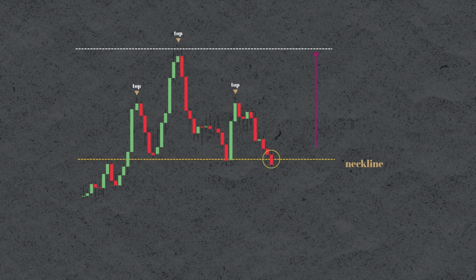The target is calculated by projecting the distance between the head and neckline downward. If volume decreases during formation and rises during the breakout, the reliability increases. Psychologically, it shows that buyers are exhausted and sellers are taking control. However, beware of false patterns and always use a stop loss. The head and shoulders is not just a chart shape, it's a powerful indicator of market balance, strength shifts, and the battle between buyers and sellers.